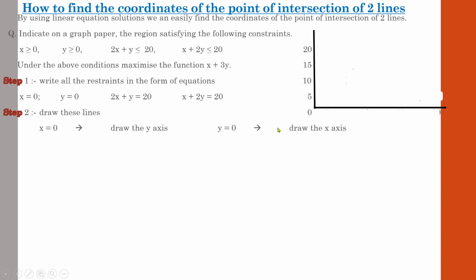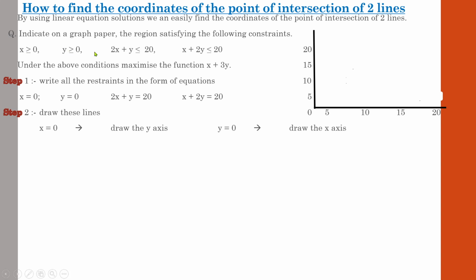And for the time being, you can see that here there are numbers 0, 5, 10, 15, 20. How did I point out these numbers? Why did I follow these numbers? Why can't I follow 1, 2, 3, 4, 5 like that?